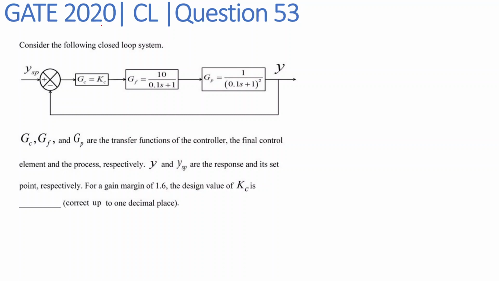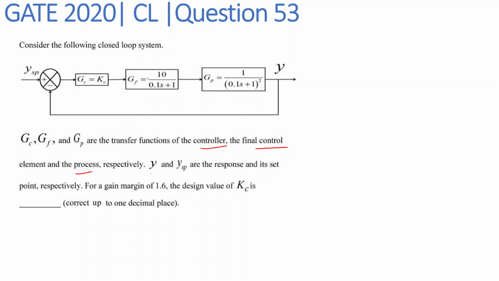Hello everyone, we are solving question number 53 of GATE 2020 Chemical Engineering, and the subject is Process Control and Instrumentation. The question is: consider the following closed loop system where GC, GF, GP are the transfer functions of controller, final control element and process respectively. Y and YSP are the response and its set point respectively. For a gain margin of 1.6, the design value Kc is dash.